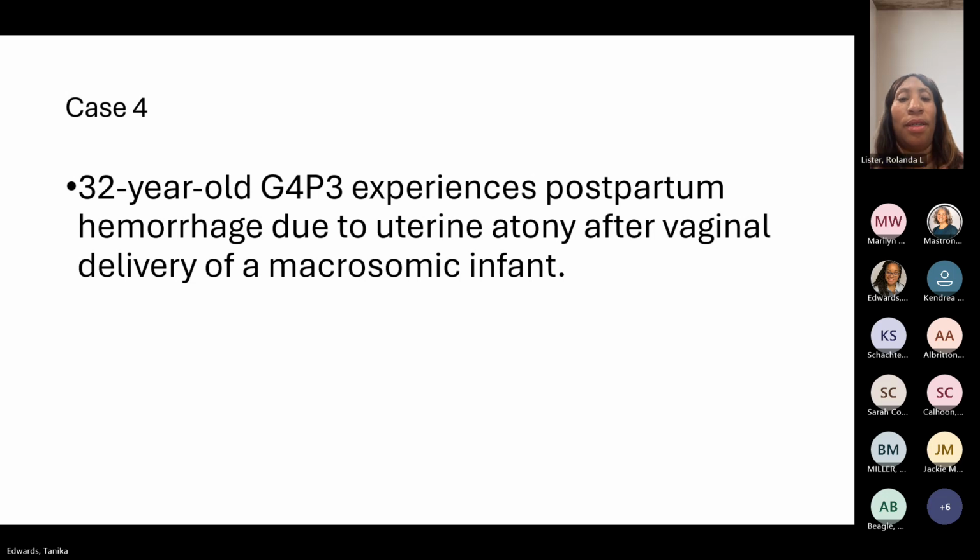Yeah, macrosomia, certainly, because that overdistends the uterus. Things like polyhydramnios. So if she was a patient who had diabetes, yes, multiparous patients are more likely to experience postpartum hemorrhage. Next slide, please.